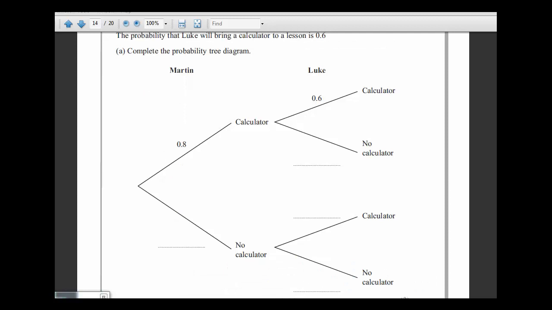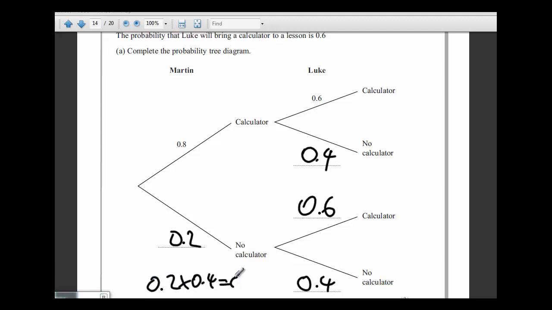Okay, now we just need to fill in this probability tree. So probability should always add to 1, so 0.8 plus 0.2 makes 1, 0.6 plus 0.4 makes 1, and then underneath should be the same as above. So then the probability that they both don't bring a calculator, well, that's going to be 0.2 times 0.4, 0.08, the answer for part B.